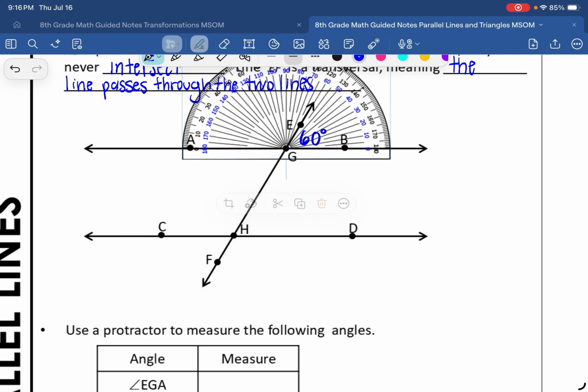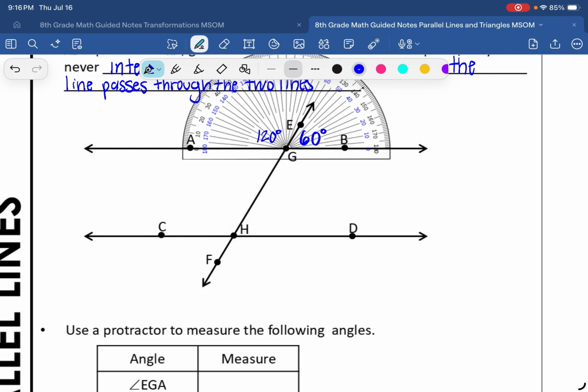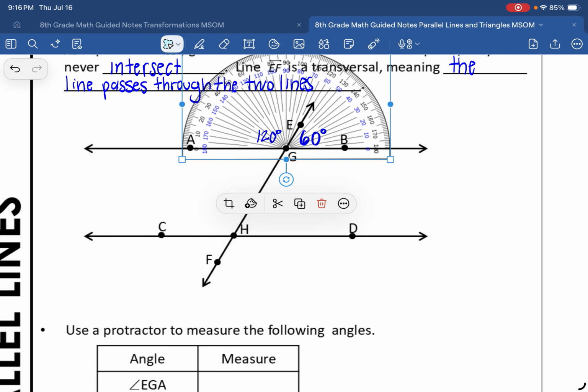I'm going to leave it there and I'm going to measure this angle right here, EGA. I know this is greater than 90 degrees. So I'm going to look up to right here where it's pointing to, and in this case, it's going to be 120 degrees. Let's slide down the protractor and measure these angles down here.